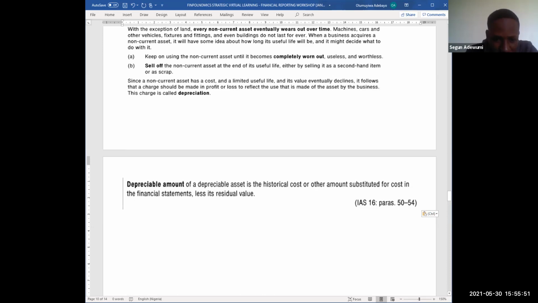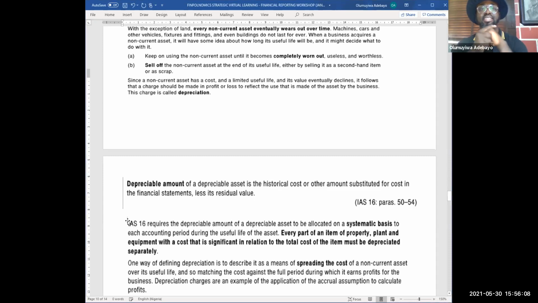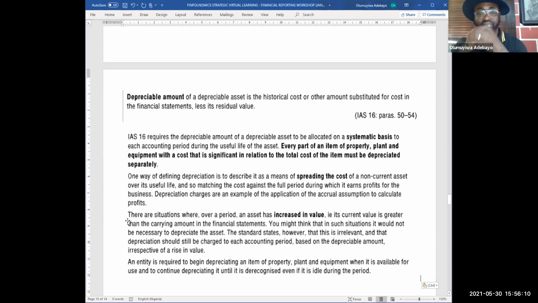Depreciable amount of a depreciable asset is historical cost or other amounts substituted for cost in the financial statements, less its residual value. Okay, and that is provided it has a residual value.